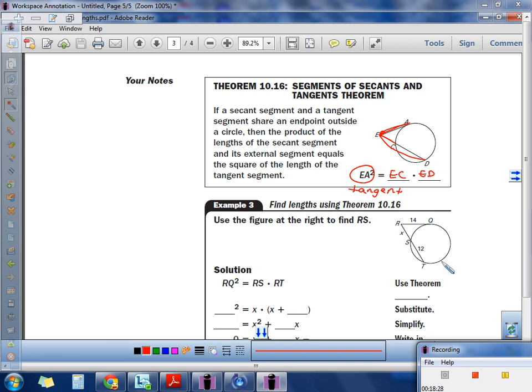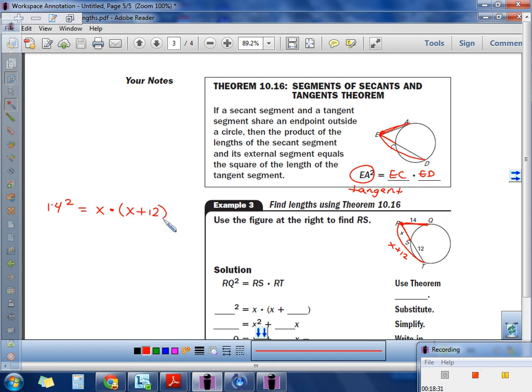Let's apply that to this next example. I like to start with the tangent segment. The tangent has a 14. Point to circle times point to circle. So that's 14 times 14, or 14 squared. And now I'll move over to the secant segment. Point to circle is how long? X. Times point all the way to the circle. That's that total piece, which is X plus 12. Since that's a group of terms, I use parentheses.